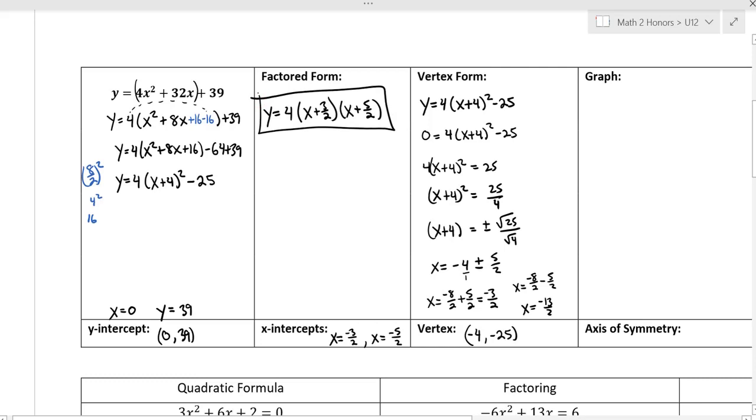There's other ways to write out factored form as well. The 4 is 2 times 2, and I can distribute that in this way. So if I multiply the first set of parentheses by 2, I get 2x plus 3. If I multiply the second part by 2, I get 2x plus 5.